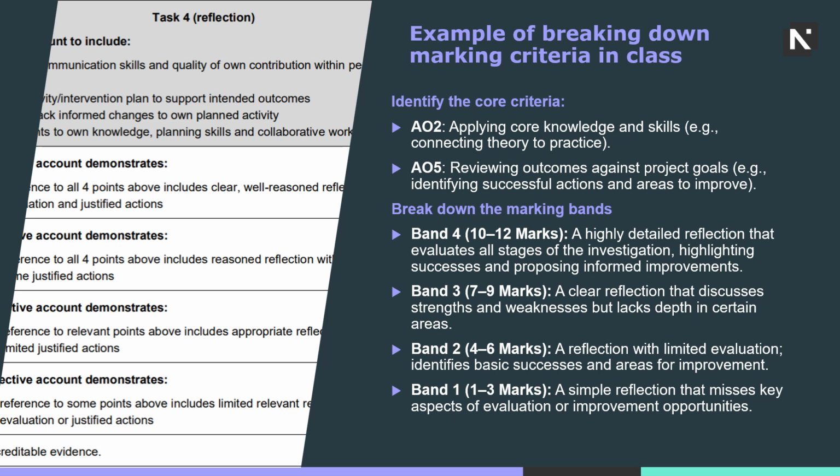So Band 4 are usually highly detailed reflections that evaluate all stages of the investigation, highlighting successes and proposing informed improvements. Band 3 are clear reflections that discuss the strengths and weaknesses, but lack the depth in certain areas needed to move to Band 4. Band 2 would be a reflection with limited evaluation. It identifies basic successes and areas for improvement. And Band 1s are simple reflections that miss key aspects of evaluation or improvement.